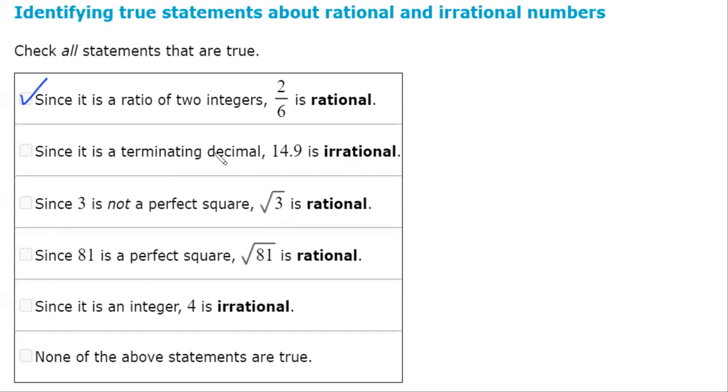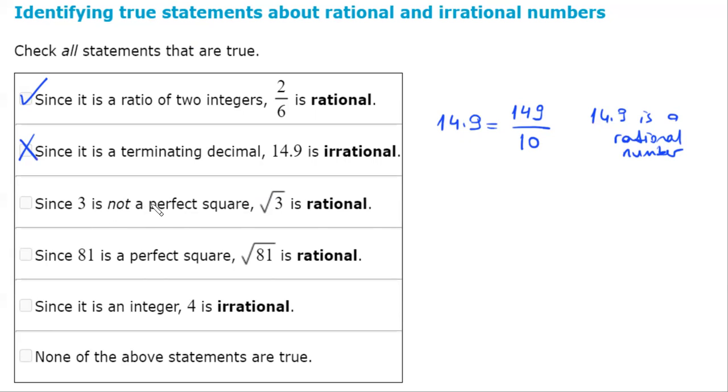Since it is a terminating decimal, 14.9 is irrational. No, it is not correct because 14.9 can be written as a fraction because it is 149 over 10. And if you can write a number as a fraction, that is a rational number. So this is not correct, because this is a rational number.